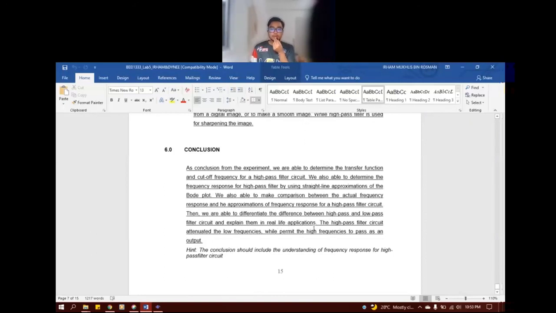The high pass filter circuit attenuates the low frequency while permitting the high frequency to pass as an output.